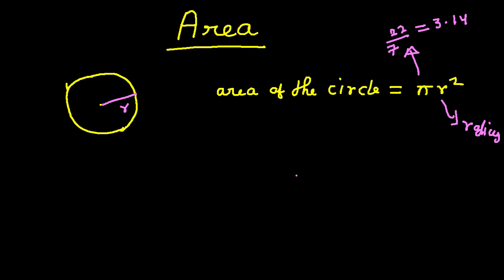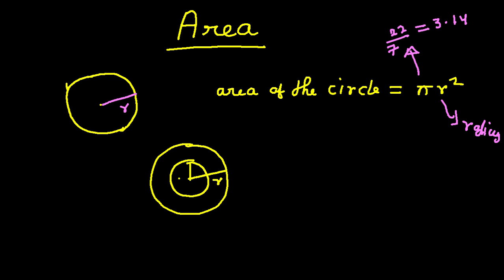Now suppose that there is a question that this is the circle whose radius is r, and there is another circle in this circle whose radius is r dash. So this overall circle looks like a concentric circle. This is called a concentric circle.